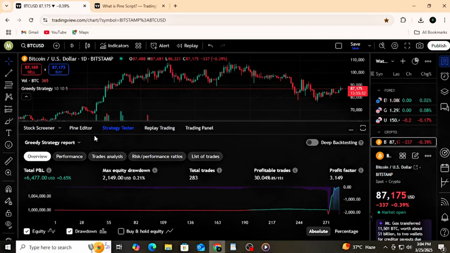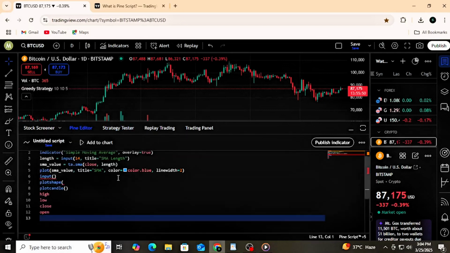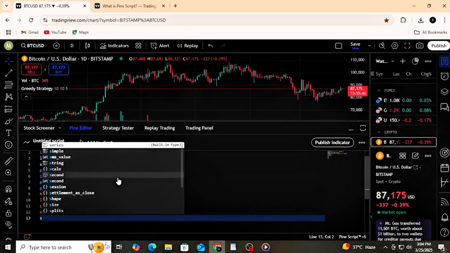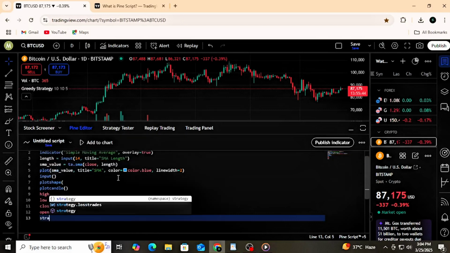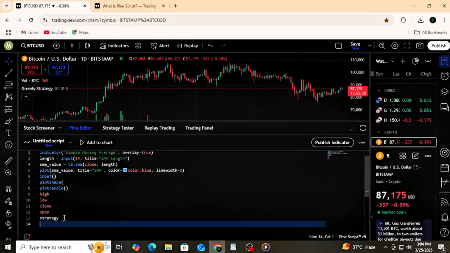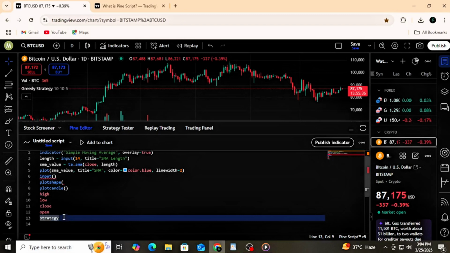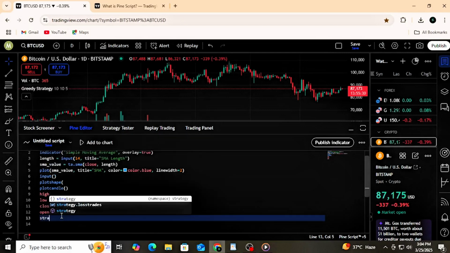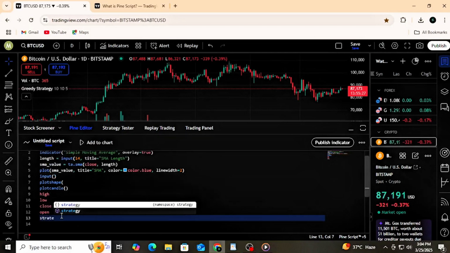The key function used in a strategy script is the strategy function, which defines the strategy name, initial capital, and execution settings. This function helps traders configure their strategy parameters before running backtests or live trading simulations. Strategies use the strategy entry function, strategy exit function, and strategy close function to place and manage trades.